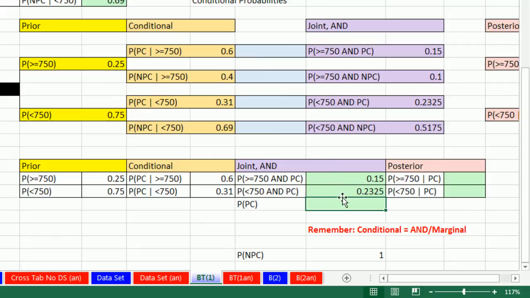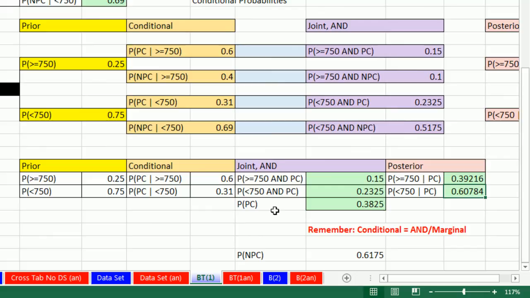We know that these will add up to a marginal probability of took a prep class because our pass, not pass, are mutually exclusive. Alt equals and enter. Now we can simply do "and" divided by marginal to calculate posterior or our conditional probabilities. The "and" divided by the marginal, enter, equals "and" divided by the marginal, and enter. So 0.39 for pass, given that we take a prep course, and 0.61 given that we won't pass, given that we took a prep course.